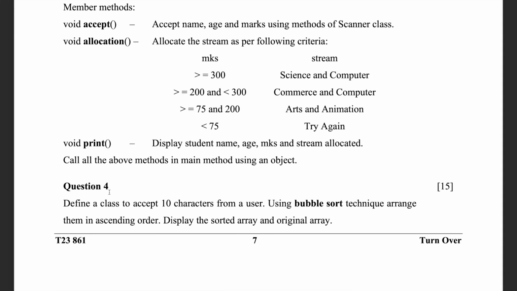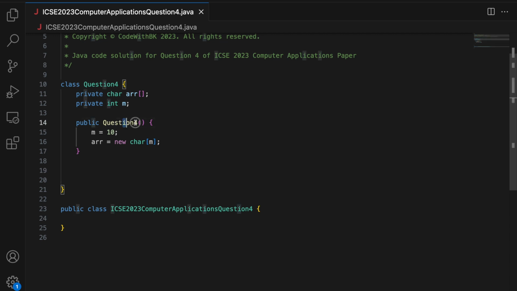Okay, it just says define a class, so it does not mention what constructors, what methods. So you have to write the bare minimum correct solution of the functions and the constructor so that it fulfills the requirement of this question. Okay, so my default constructor basically creates an array of size 10, and I have taken the size in this variable m. Then I have to accept 10 characters, so I write an accept method.